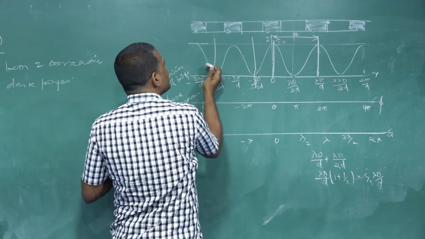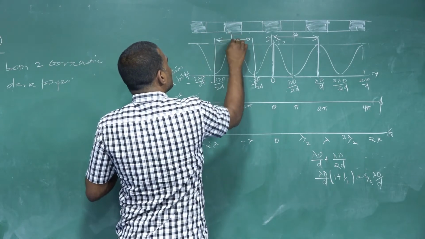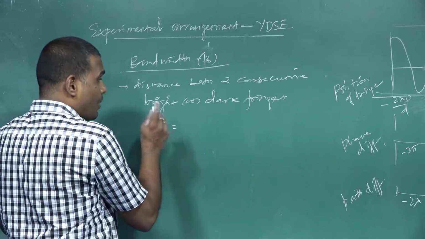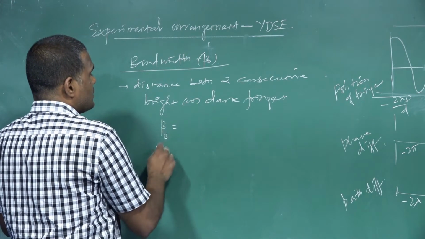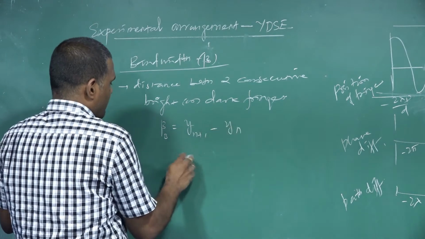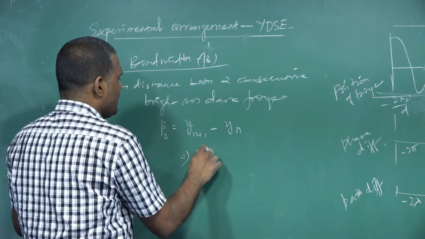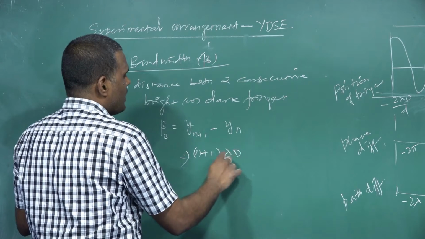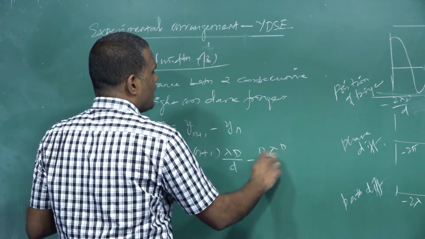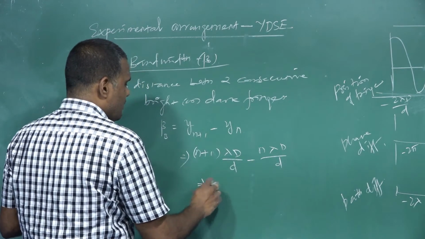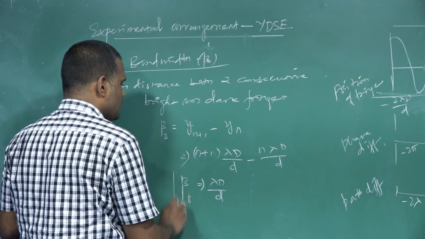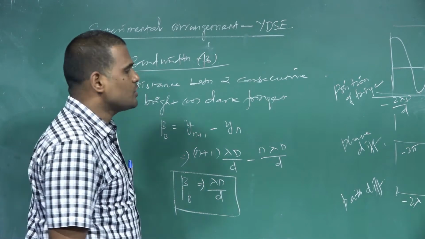If this is n, then this is n plus 1. So this will also give you bandwidth. So I can easily calculate bandwidth here. Beta for bright fringes, I can write y of n plus 1 minus y of n. Y of n plus 1 can be represented as (n plus 1) lambda capital D divided by small d, minus y of n equals n lambda capital D divided by small d. The difference is lambda capital D divided by small d. So bandwidth for bright fringes is lambda capital D divided by small d.